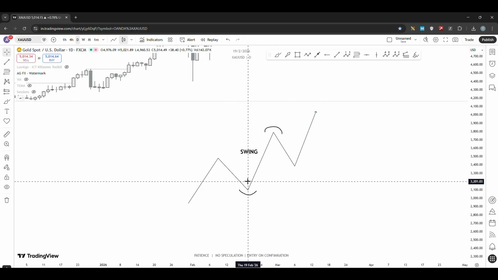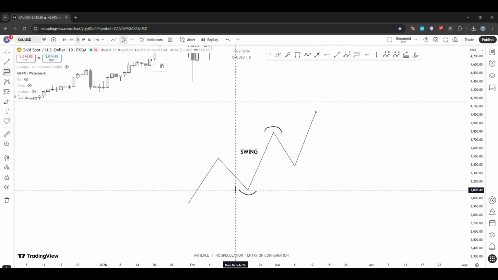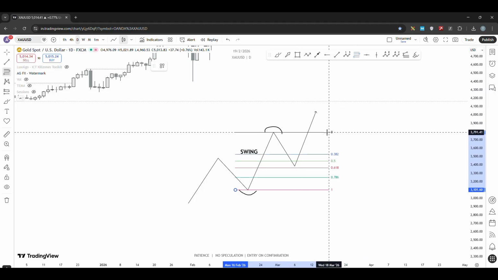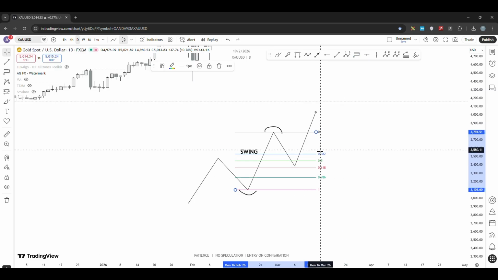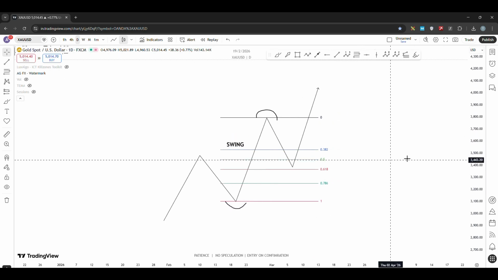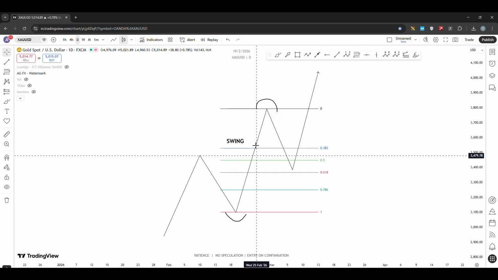Once you find the swing, what you will do is take the Fibonacci, put it at the low, and take it to the high of the swing. Once you do that, you will see some levels over here. You can also go to the settings and change them. Here I'm using these levels: 0, 100%, then 0.786, 0.618, 0.5, and 0.382. Now, the 50% level, which is 0.5, is known as the equilibrium level of this swing.